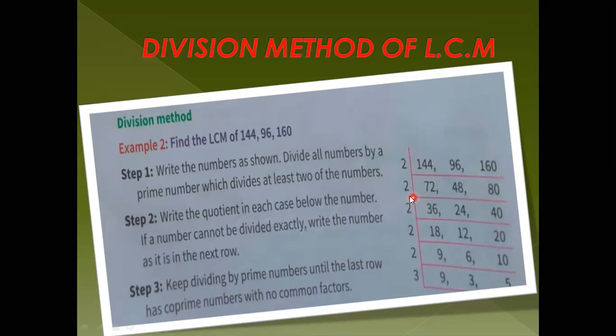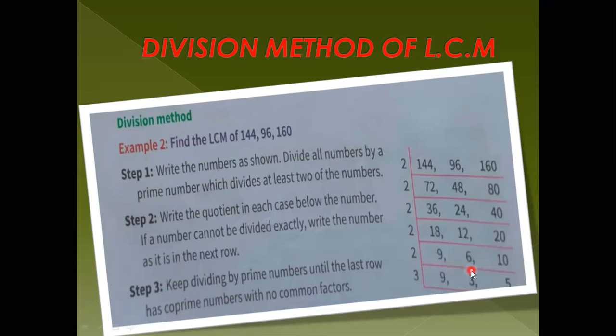Next, again let us divide with 2. 2 36s are 72, 2 24s are 48, and 2 40s are 80. Next, again let us divide with 2. 2 18s are 36, 2 12s are 24, 2 20s are 40. Again we will divide with 2 only. 2 9s are 18, 2 6s are 12, 2 10s are 20.